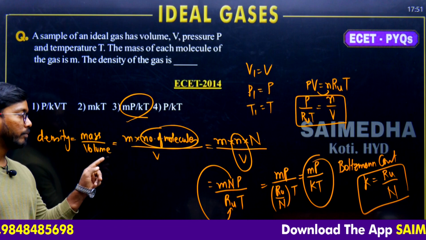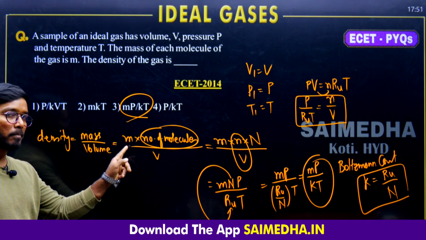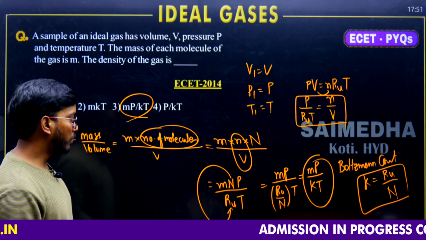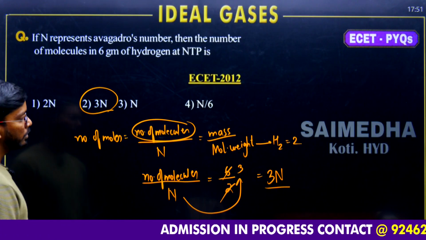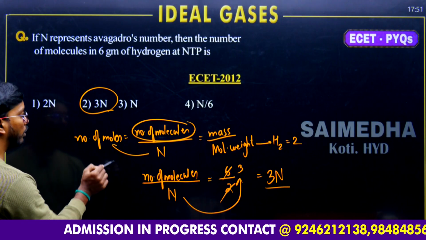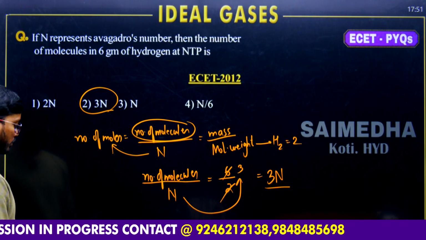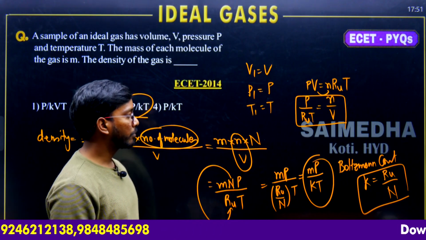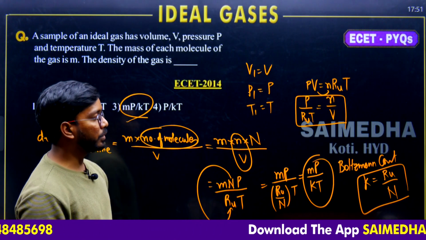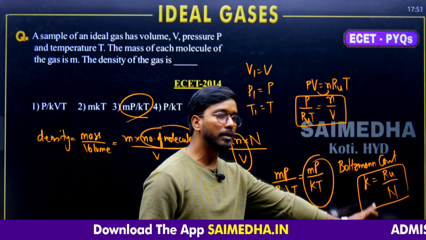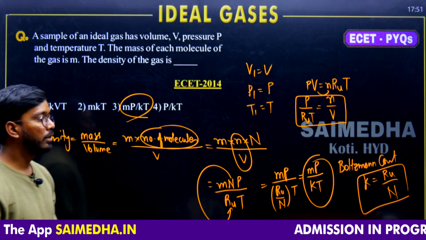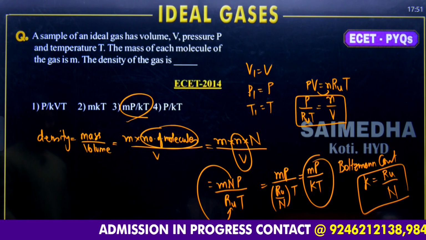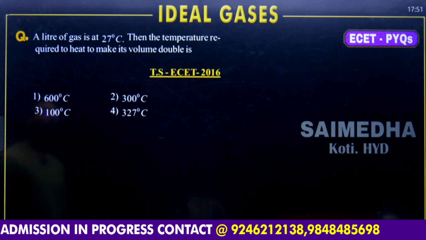Density is mass by volume. Each molecule has mass m, so total mass will be m into the number of molecules. Number of molecules formula from the previous question: number of molecules is equal to number of moles into Avogadro number, that is n into N. N by V is P by R_uT, and finally R_u by N is called K, the Boltzmann constant. Revise, repeat, definitely you will understand once you practice it thoroughly.